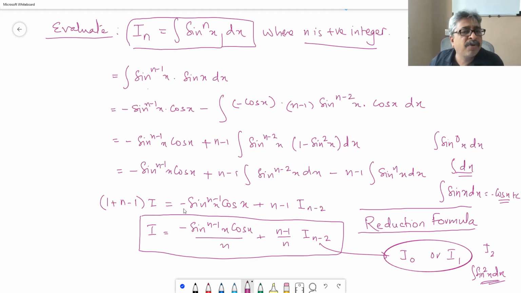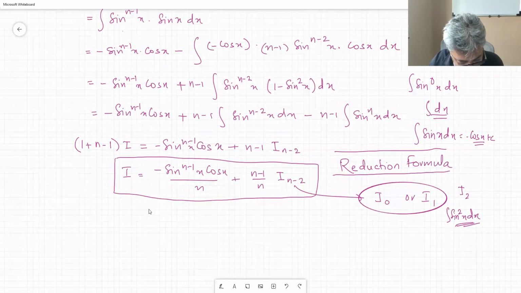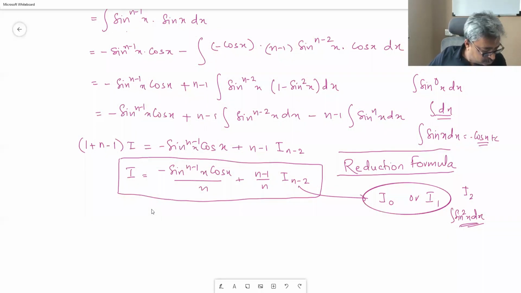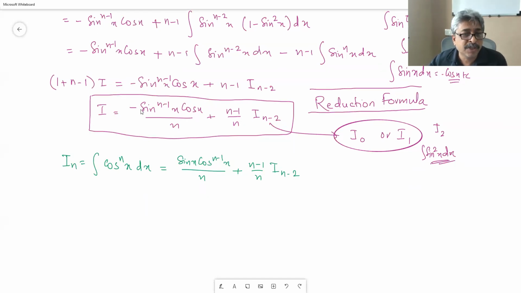So if we have developed formula for sine raised to n, the job next is to develop it for cos raised to n. Okay, the formula is this. Because it was sine earlier, we ended up having negative sign. Because it is cos, the integral is positive, therefore we have a positive sign for the first term.